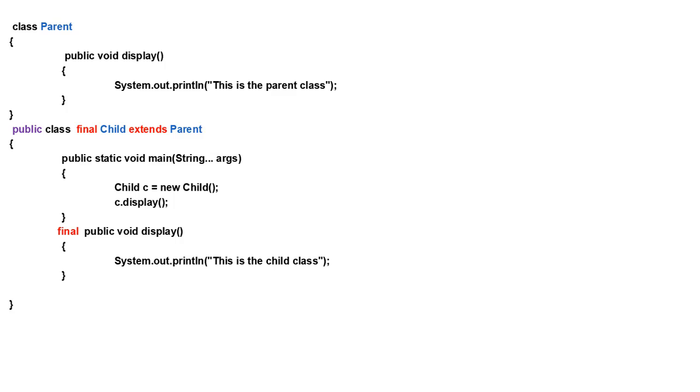So here, as you can see, I have declared a class parent which is being extended or inherited by a child class which is final, and the child class itself has a display method of its own which is again final. So once we run this code, the question is what will be the output. So let's move on to the IDE.